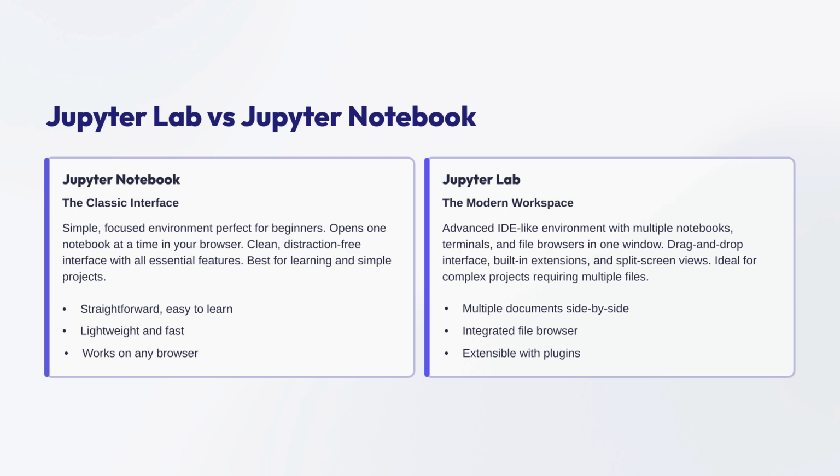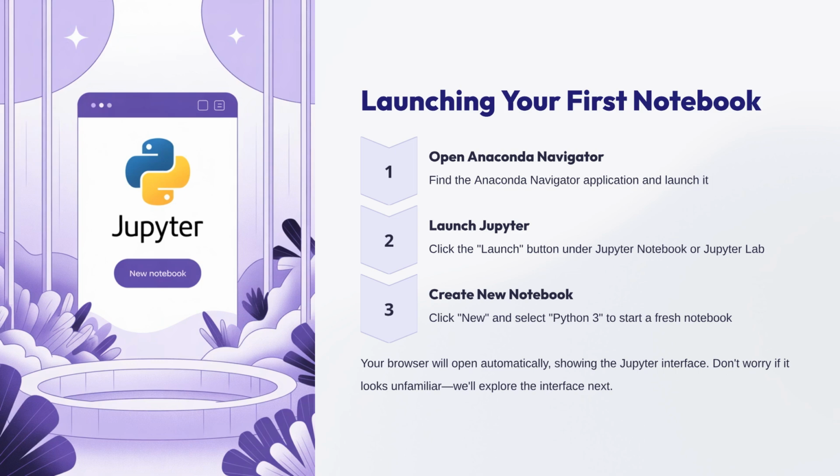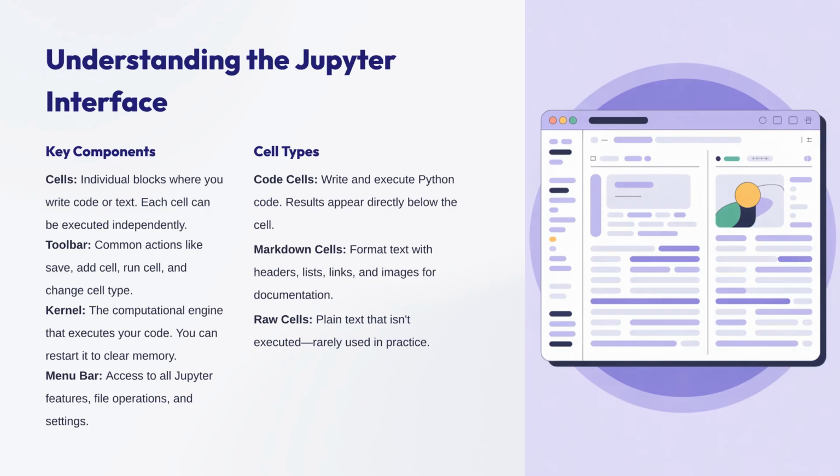Jupyter Notebook is simple and great for beginners, while Jupyter Lab offers an advanced IDE-like environment with multiple documents and extensions, ideal for complex projects. Open Anaconda Navigator, launch Jupyter Notebook or Lab, create a new Python 3 notebook, and get ready to explore the interface. Key components include cells for code or text, a toolbar for common actions, the kernel that runs your code, and a menu bar for settings.